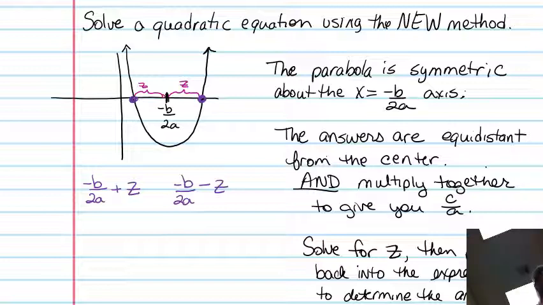But what we have learned from factoring is that the two answers actually multiply together to give me the last number, which is c in my quadratic equation, or c over a if a is not 1. And so we can use this expression here with a, b, and c to solve for z and then plug it back in to find our solutions. So let's do an example.